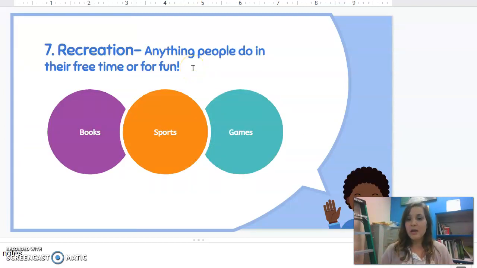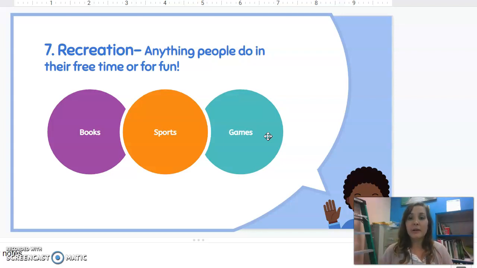One other cultural trait would be recreation. Recreation is whatever you do for fun or to relax. So in different places, it might look different. This is a pretty American kind of example: sports, games, books. I know in other countries, often for kids, a soccer ball is the easiest fun. So simple, you just need one and you can play with a whole team.